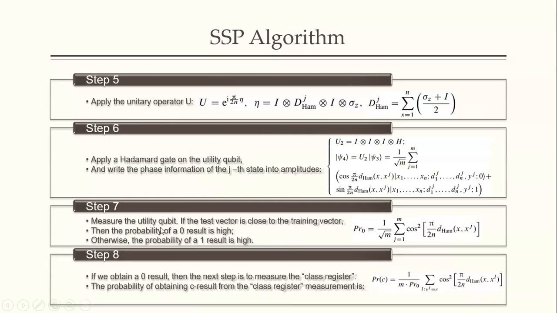Measure the utility qubit. If the test vector is close to the training vector, then the probability of a 0 result is high. Otherwise, the probability of a 1 result is high. Similarly, the 8th step, if you obtain a 0 result, then the next step is to measure the class register. The probability of obtaining C result from the class register measurement is represented here.